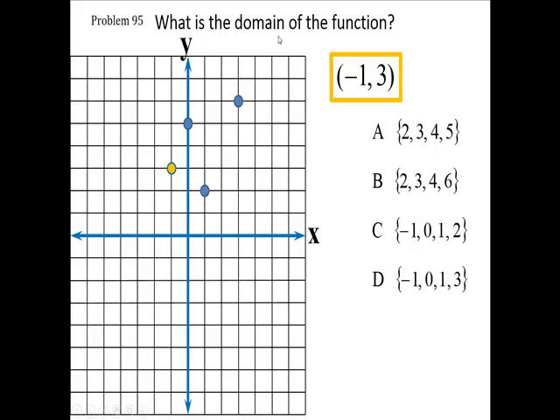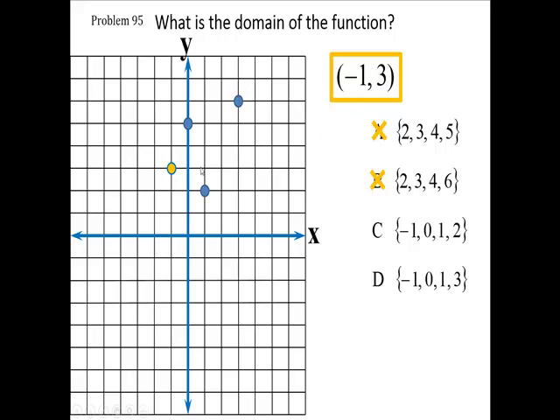So the domain has to do with the set of all values of x. And one of the values of x is -1. Okay? -1 is a value of x, so that eliminates this and this because these do not have a -1 in them. The domain should include -1, so we're going to throw out these two answers and just consider these two. Okay? Now, that's my first point.